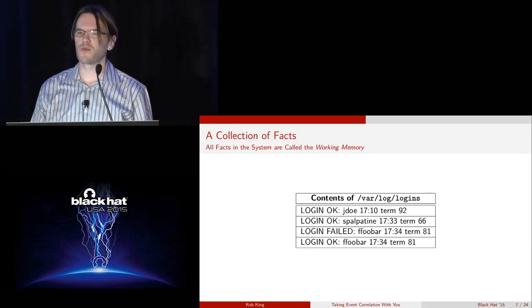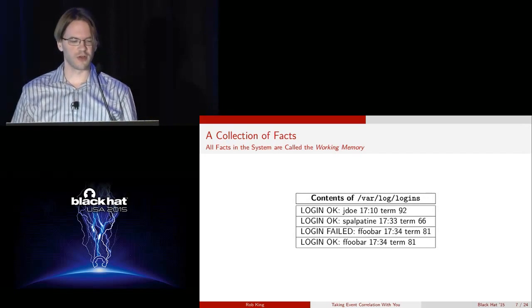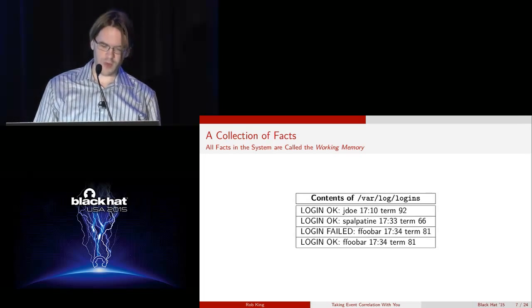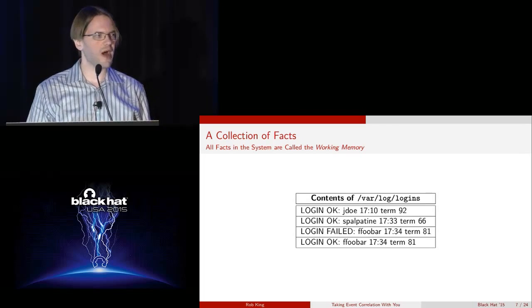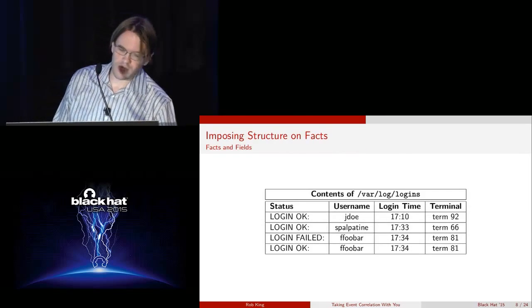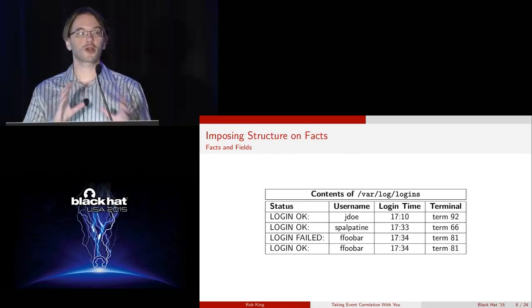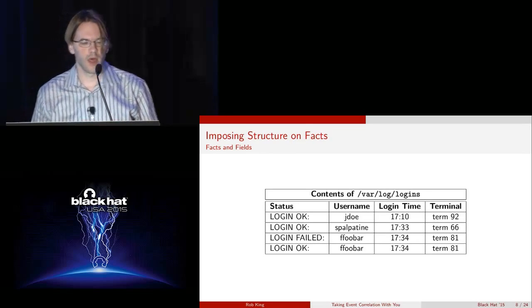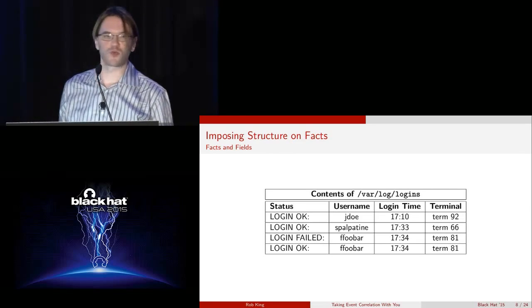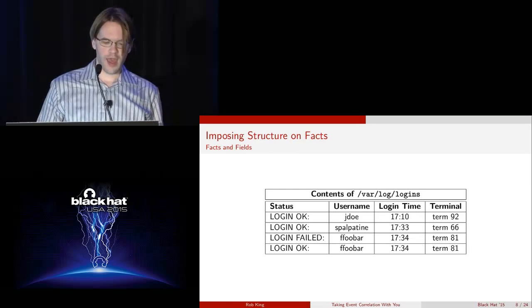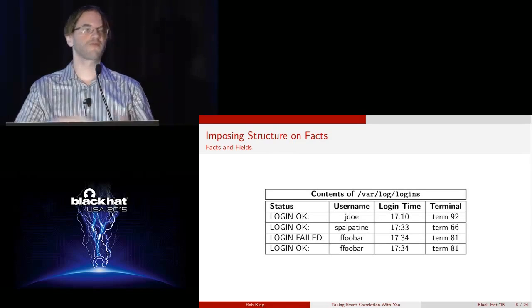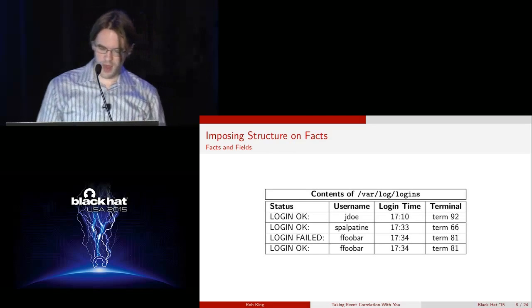We can extract some information out of it. We can see that there's a failed login. We can see that there's usernames, that sort of thing. But what we really want to do is get as much information as possible out of these facts. That's the point of event correlation. So what we can do is impose structure on facts. This immediately becomes much more clear what we're talking about, and the preferred nomenclature for that is fields. Those are the fields of facts.